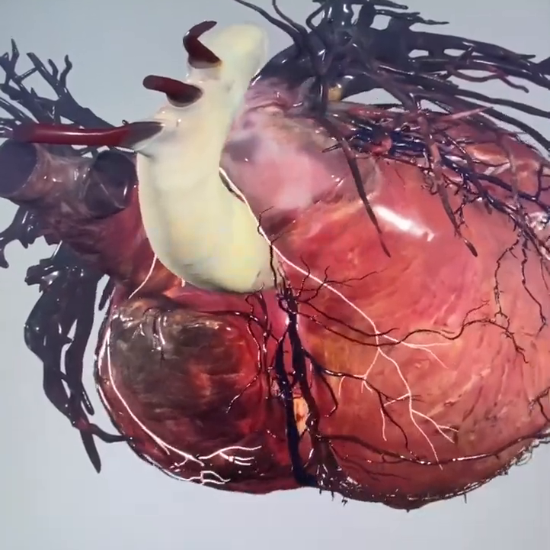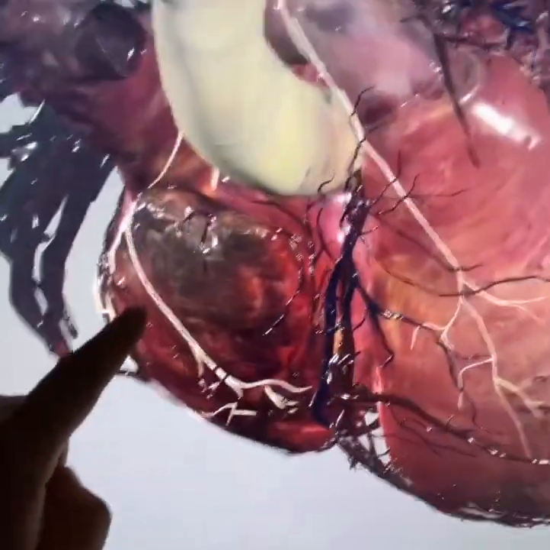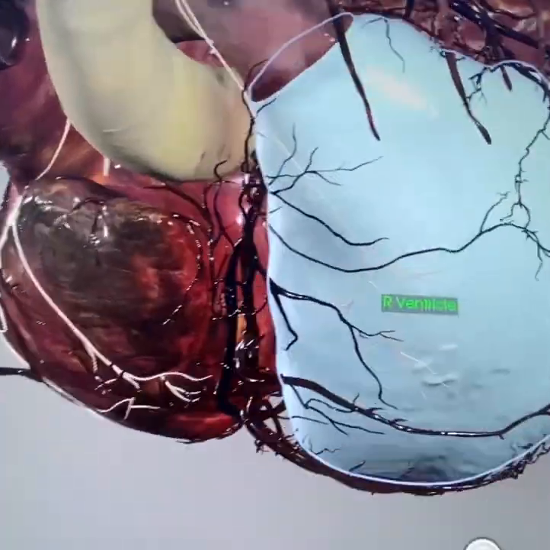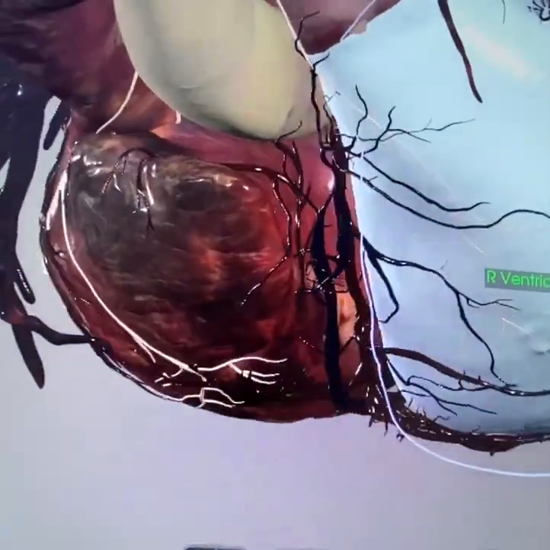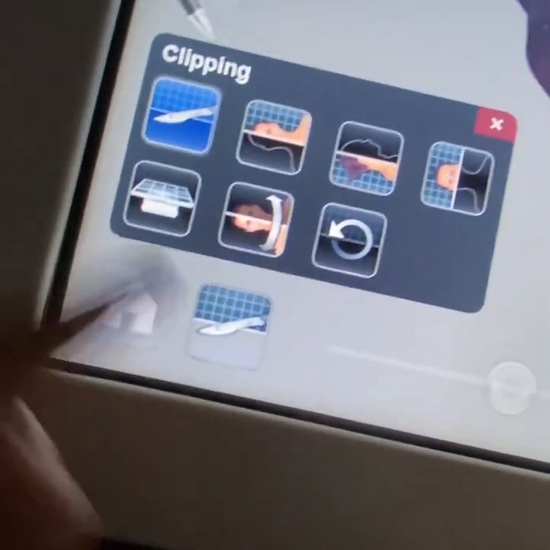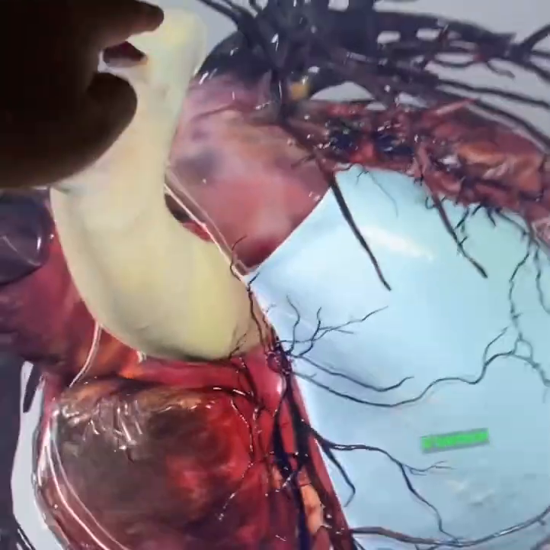Let's look at some valves. I have your right atrium here, right ventricle here. Of course, the AV valve's got to be right here in the middle. So I could cut this, use this tool, right, our clipping tool, already selected.